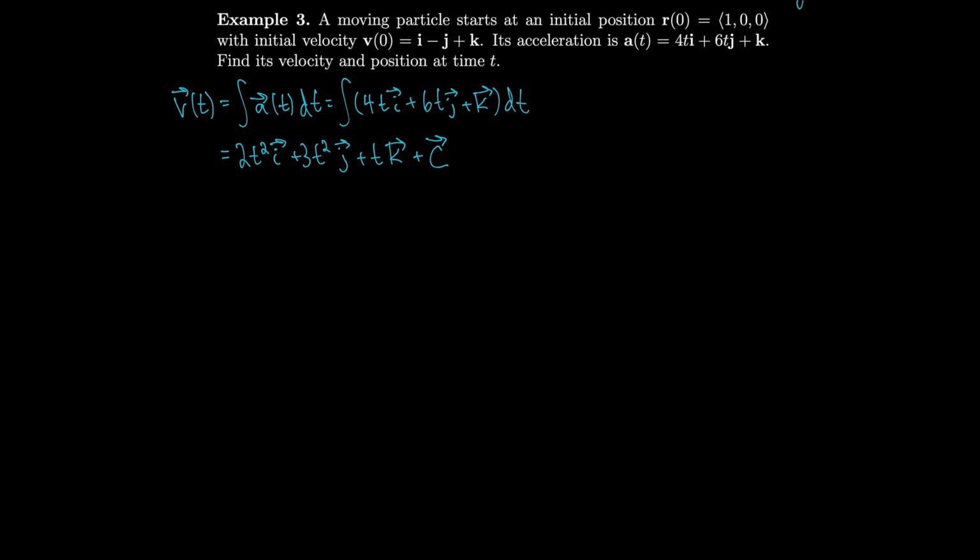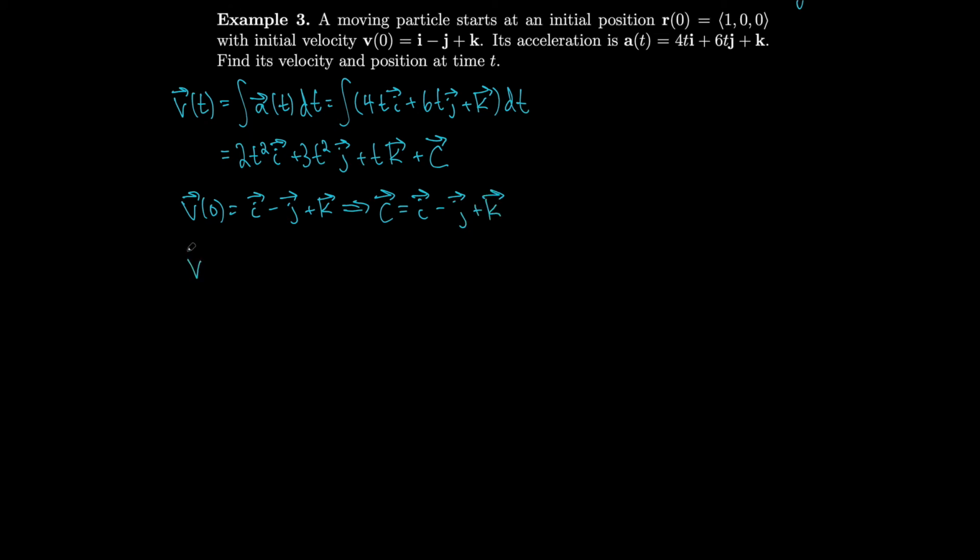And I would like to figure out what that constant vector is, so I'll use the fact that they gave us the initial velocity, v0. They told us it was i minus j plus k. So we have v of 0 equal to i minus j plus k. Notice if I plug in 0, this disappears, and this disappears, so I just have c. So v of 0 must be c. So c must be equal to i minus j plus k.